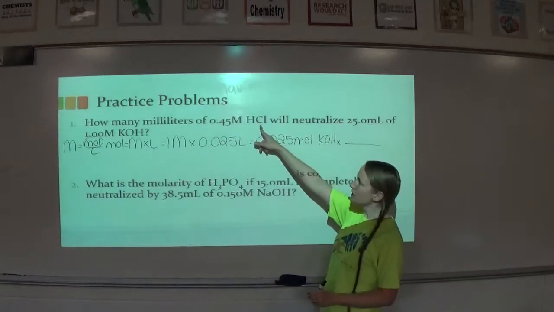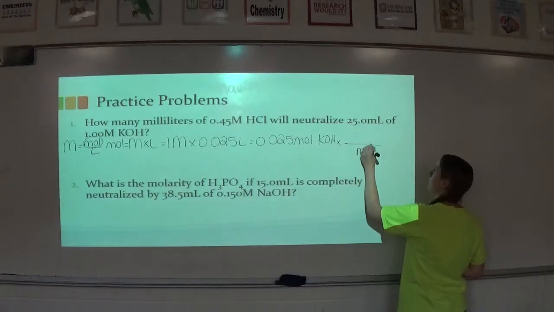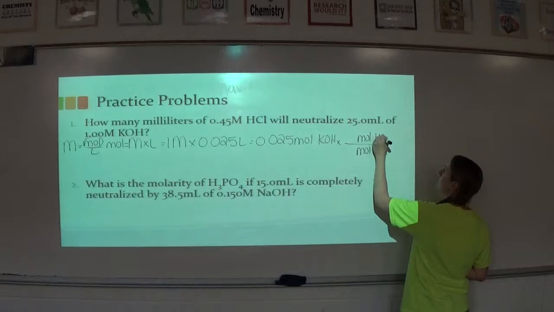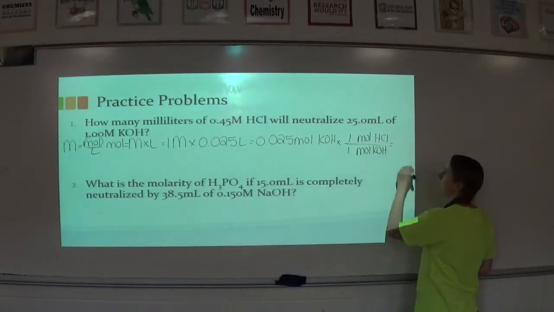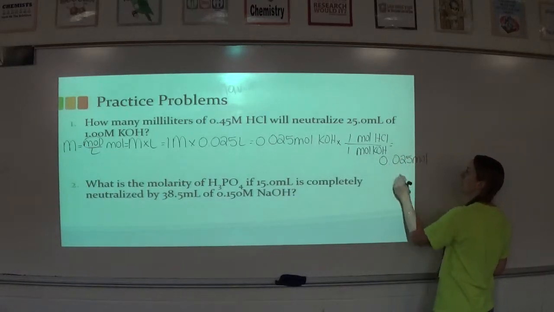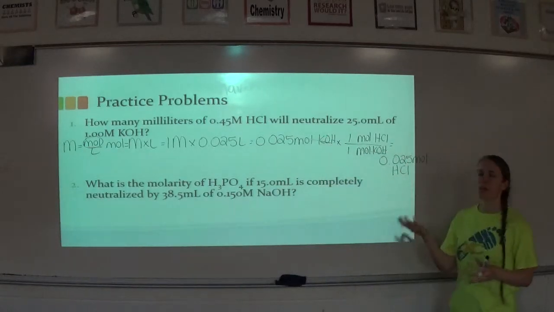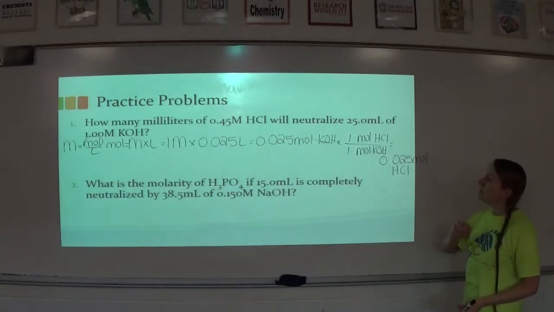So we're trying to get to HCl, so our next step is that mole ratio. I need moles of KOH on bottom and moles of HCl on top. Well, I have one OH and one H, so it's just 1 to 1. So I'm going to get 0.025 moles, running out of room, of HCl. So in this case, our moles of acid and base are actually equal because they both have one H and one OH. So now I have moles.